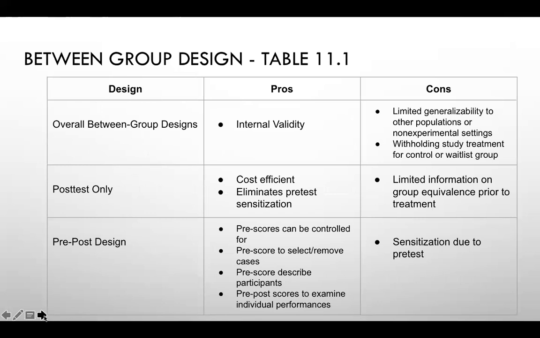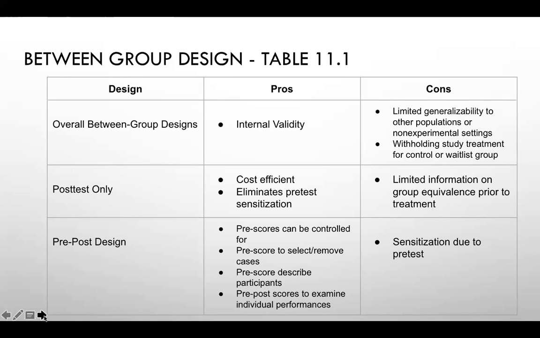So, some pros and cons of the different types of between groups designs. Overall, between groups designs are great because there's a high level of internal validity. But some cons are that it's really hard to generalize to other populations or to settings that are not an experimental setting, because in any of those settings, you lose your ability to control for all the extraneous variables, which is very important in a true experimental design. Also, in doing the between groups designs, you're withholding a study treatment for your control group or waitlist group, which can bring some ethical concerns.